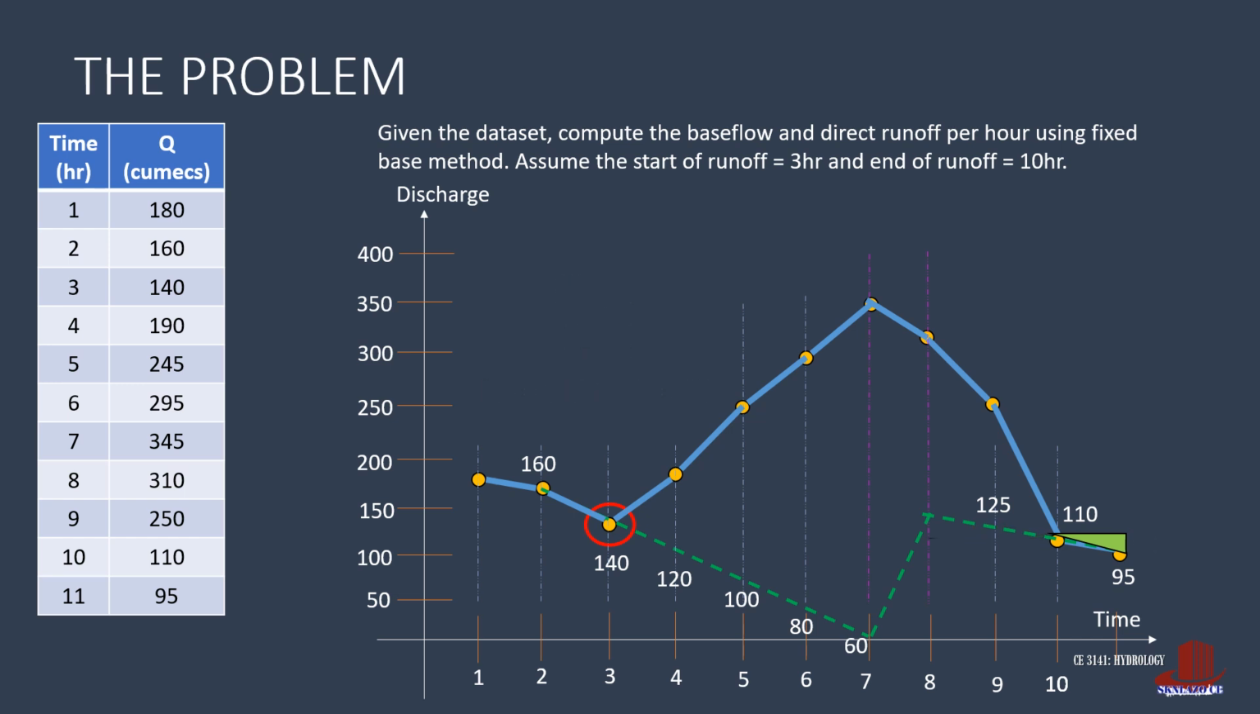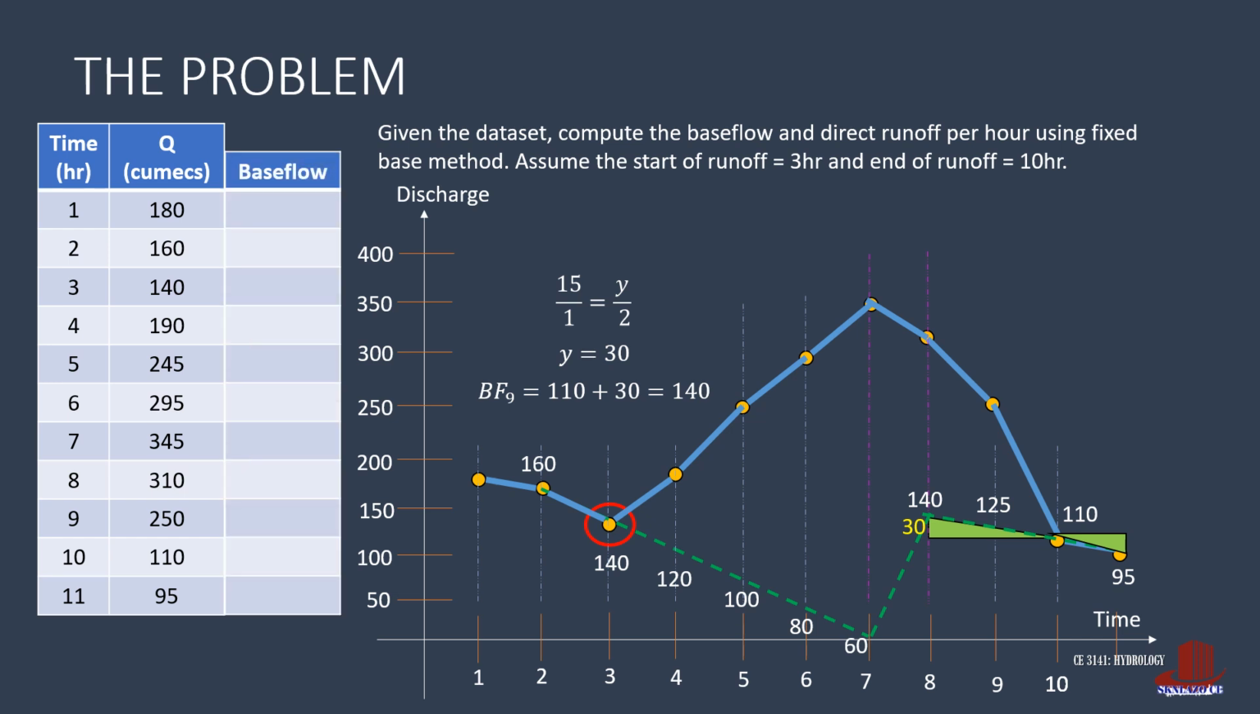For t of 8 hours, the ratio and proportion involved is then 15:1 as y is to 2, so y is 30. Then the base flow at this hour is 110 plus 30, which is 140. Knowing all base flow coordinates from each hour interval, place another column for base flow, where at t of 3 hours, base flow is 140, followed by 120, 100, 80, 60, then 140, 125, and 110 for t of 10 hours.